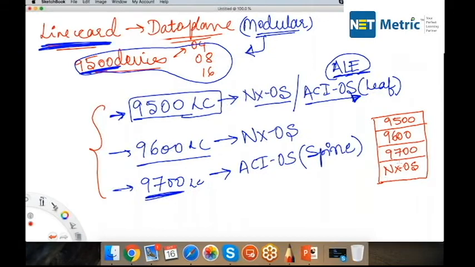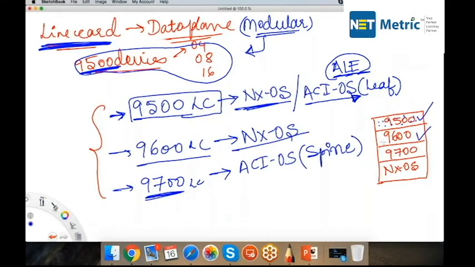All right. Now I'll give you a simple example. Can you have a combination of these different line cards all inserted on the same device? Yes. Let's say I have a device over here. I have a 9500 line card, I have a 9600 line card, and I have a 9700 line card inserted on this particular device.